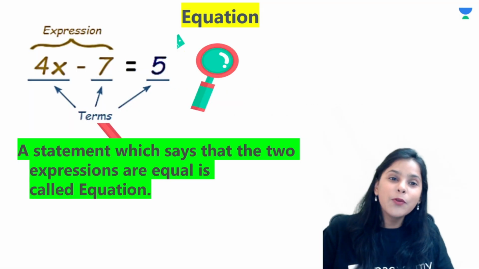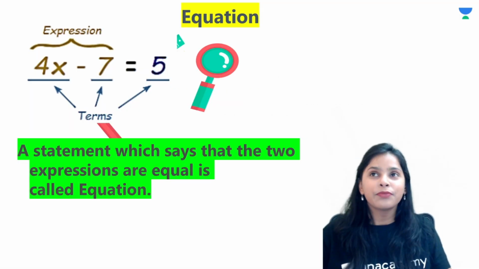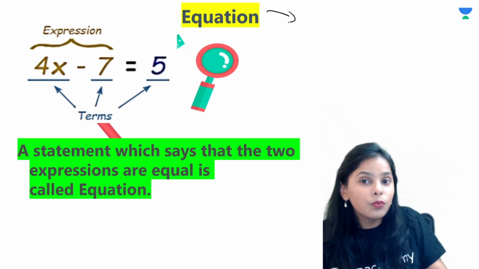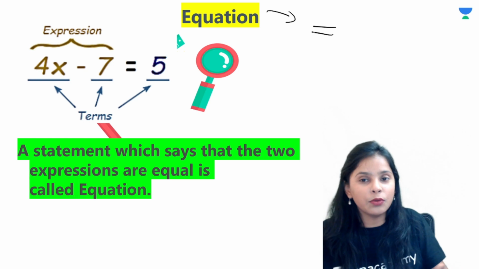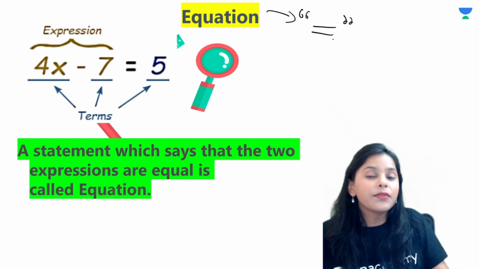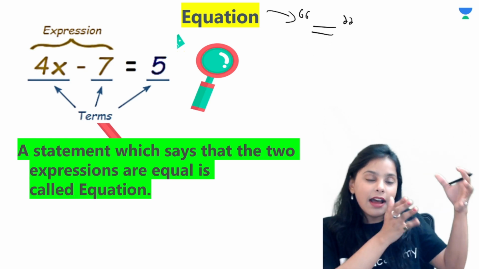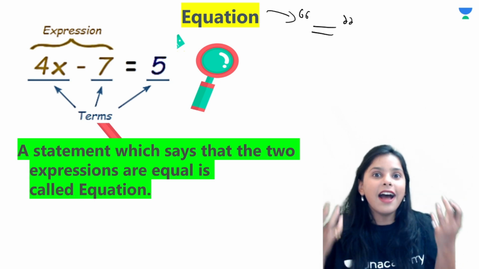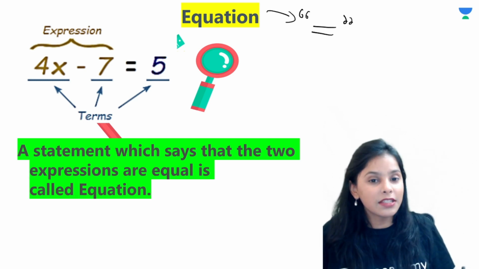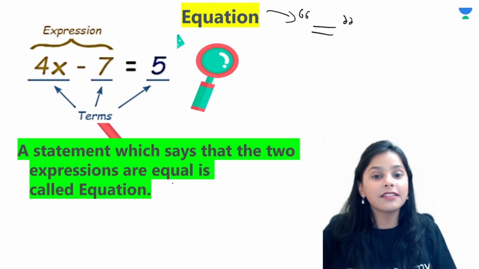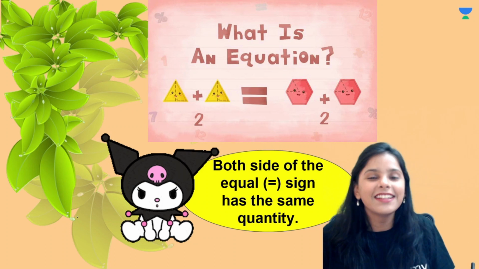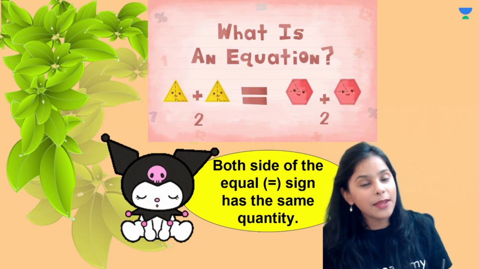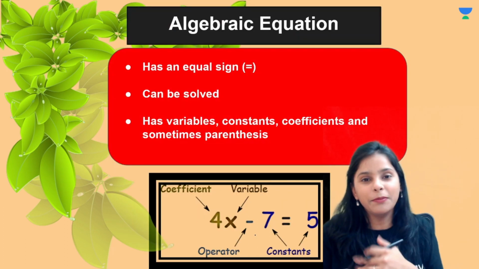Right, now moving ahead with the equation. Now you all know this equation can be related with this symbol equals to. You all know this equals to sign. This equals to sign means the left hand side of the equals to sign and the right hand side of the equals to sign are always equal. So a statement which says that the two expressions are equal is called an equation. So always remember that both sides of the equal to sign have the same quantity. So always remember this fact.